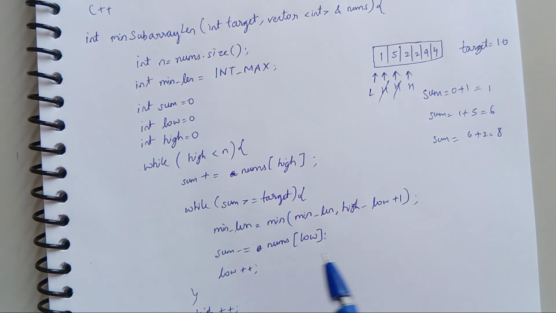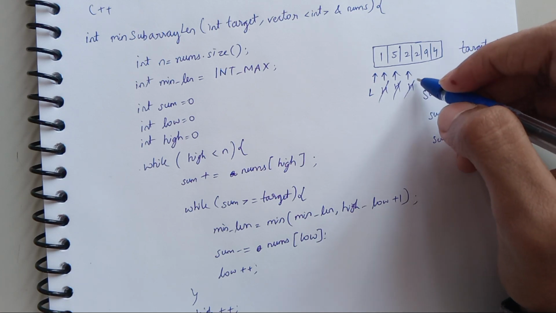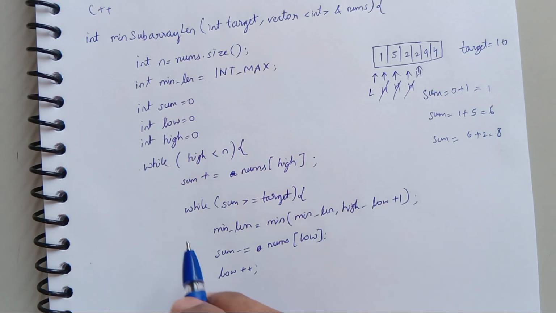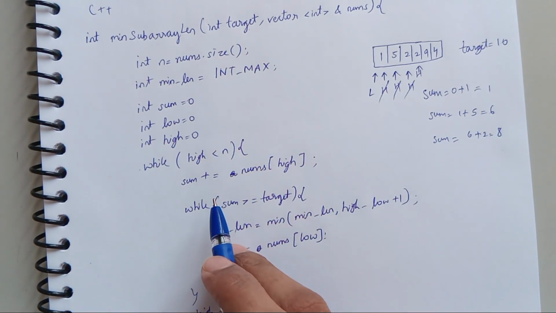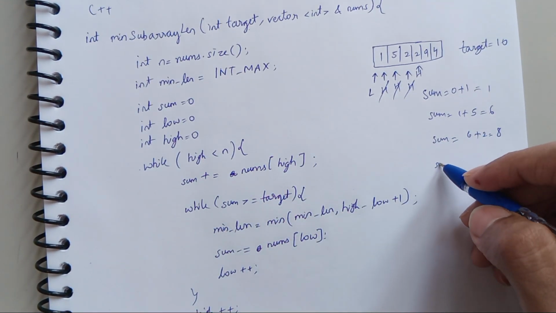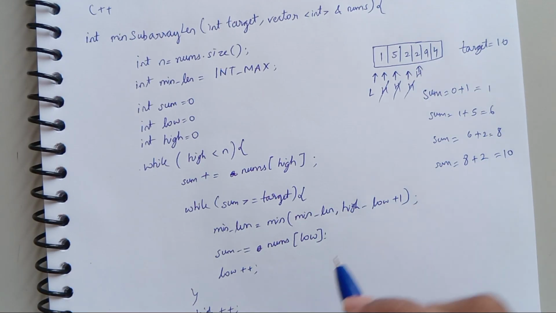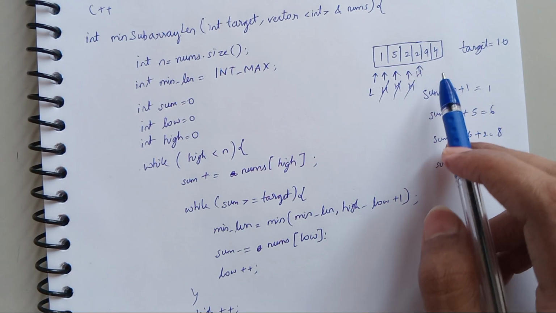So again we do high plus plus. We move this high here, and it is 2. Again high is less than n, yes. So again we update the sum, it is equal to 8 plus 2, which is 10. So we got the required target.